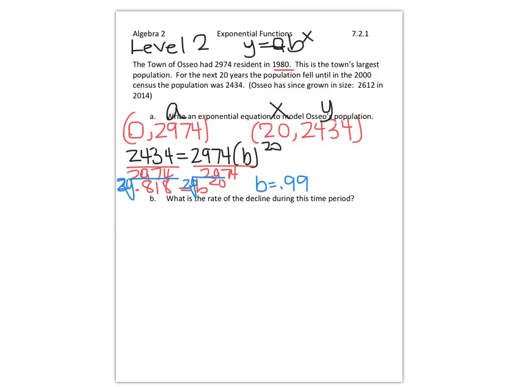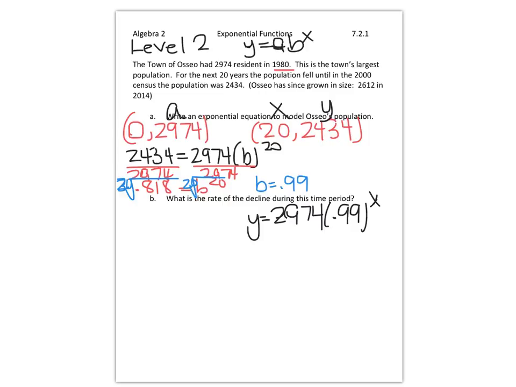So the exponential model is y equals 2,974 times 0.99 to the x.